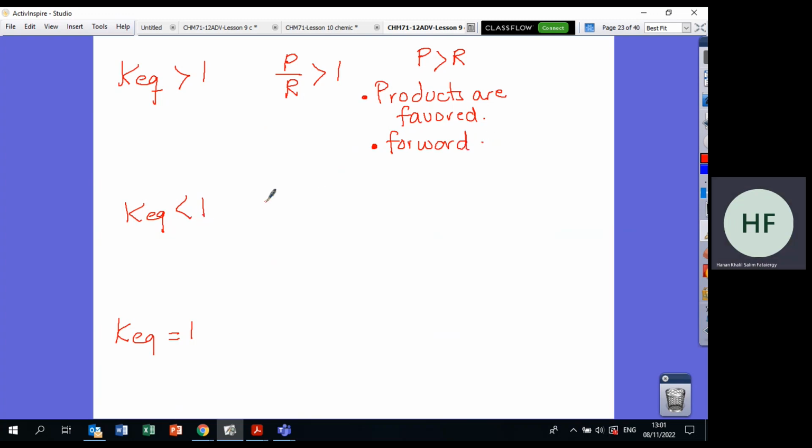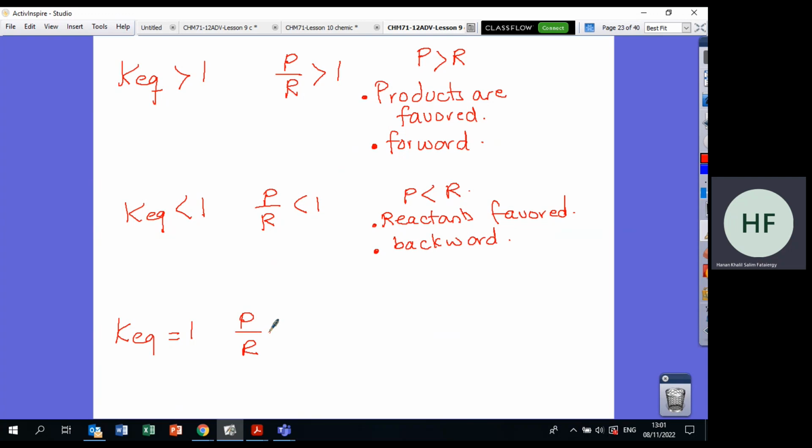Okay, if KEQ is less than 1, now P over R is less than 1. This means that P is less than R. Now who is favored? Reactants more than products. So I can say reactants are favored. So the reaction loves to make reactants. So the reaction likes to go backward toward reactants. When KEQ equals 1, P over R is equal to 1. So P equals R, meaning nobody is favored.